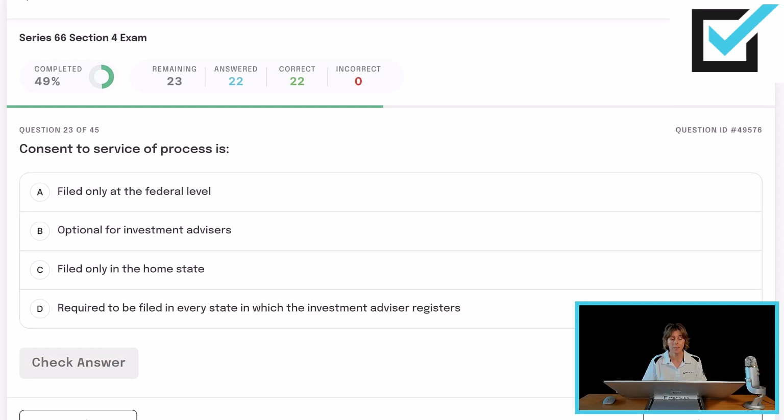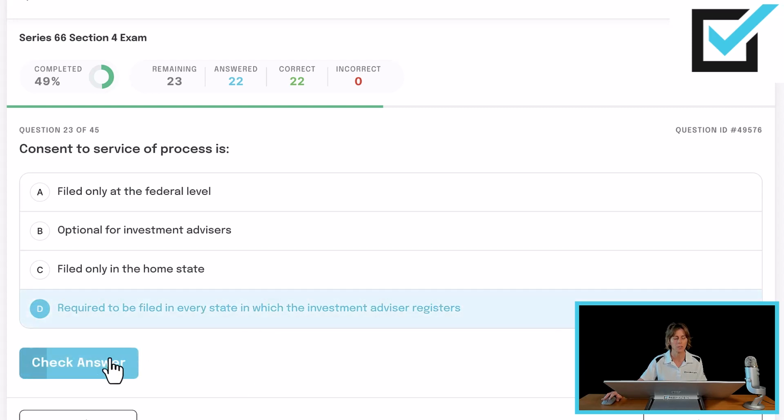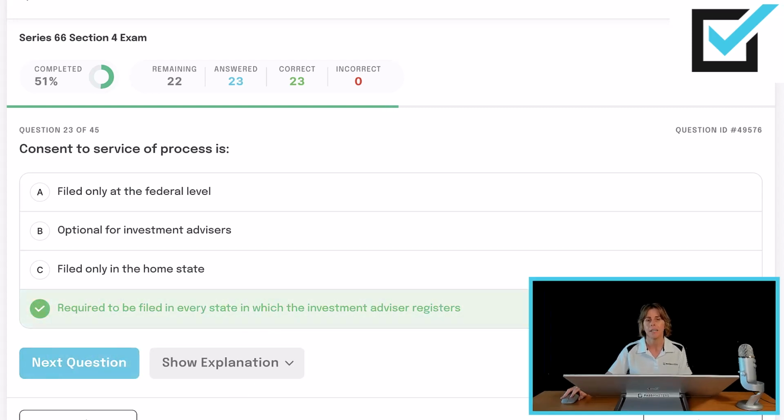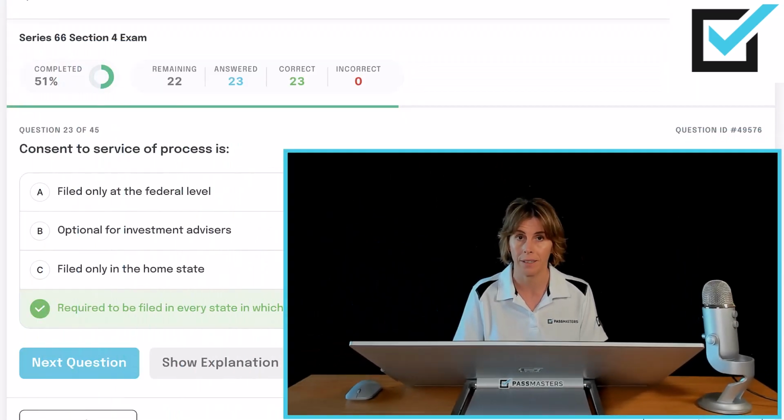You better believe it. Consent to service of process is filed only at the federal level, optional for investment advisors, filed only in the home state, or required to be filed in every state in which the investment advisor registers. That is correct. Consent to service of process is filed to create jurisdiction across state lines. It is only filed upon initial registration. It's not filed again, but it's required in every state in which the advisor is registering in.